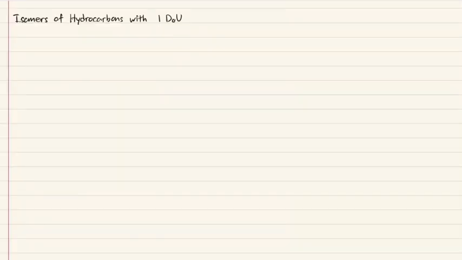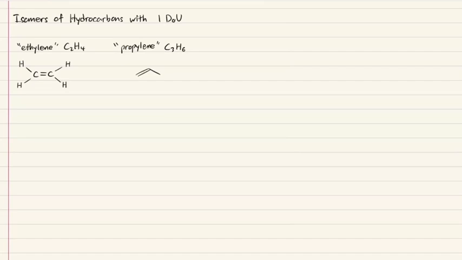Now let's examine molecules with 1 degree of unsaturation. There is only one way to draw ethylene, C2H4, and propylene, C3H6. So these molecules do not have any constitutional isomers.